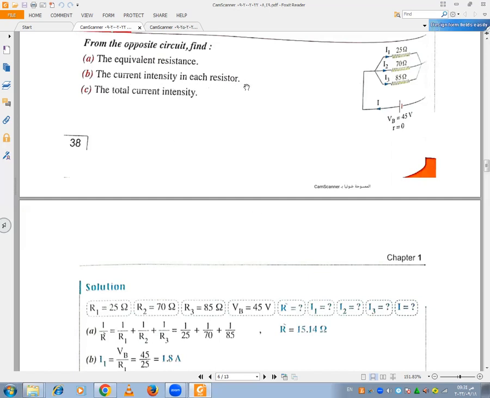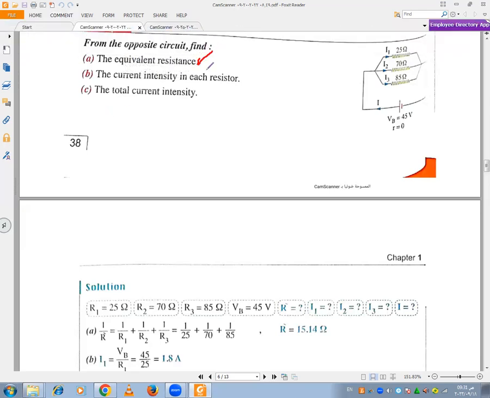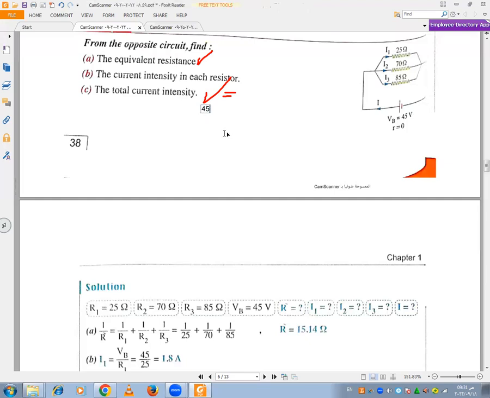Second, the current intensity in each resistor, I1 and I2 and I3. Firstly, we want to get the total current intensity. Total current intensity equals V divided by R dash. V, 45, over 15.814 equals the total current intensity, which is I. So we get the equivalent resistance R dash, and the total current intensity equals 45 divided by 15.814.